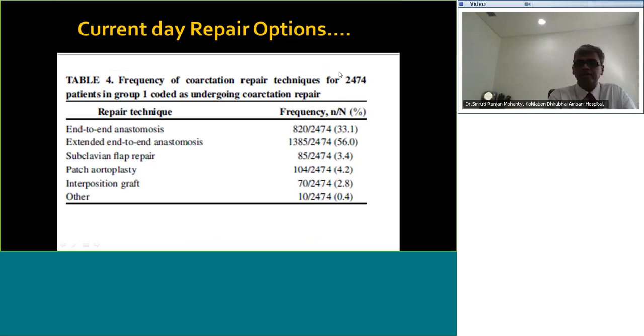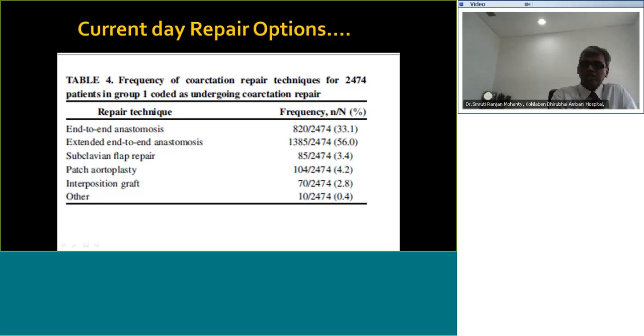And in these 2,474 patients of group 1, or isolated coarctation, the repair was done using the end-to-end anastomosis technique in almost 33%. Extended end-to-end anastomosis, that means mobilizing quite a bit of the descending aorta, resecting all the coarcted tissue along with the ductal tissue and getting it end-to-end, in 56% of the cases. In only 3.4% of the cases, subclavian flap was required. Patch aortoplasty, which was more in the early part of that era, was done in 4.2% of the cases. Interposition graft was required in 2.8%. The other methods, like ascending aortic advancement, etc., were used in 0.4% of the cases.